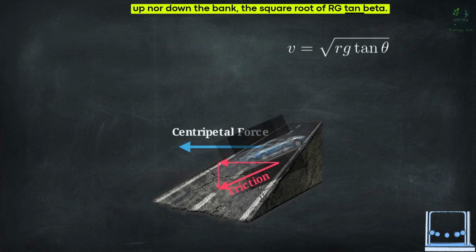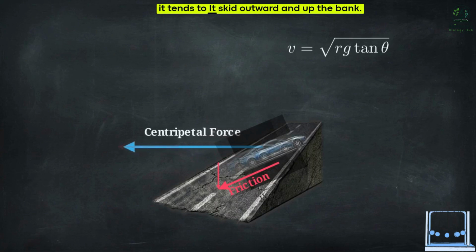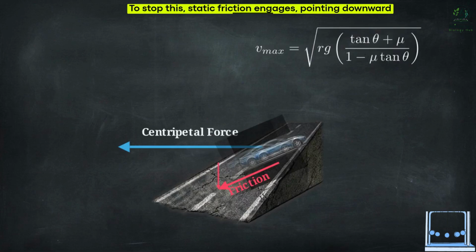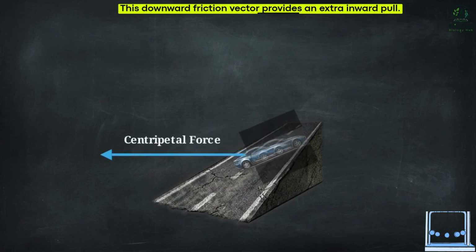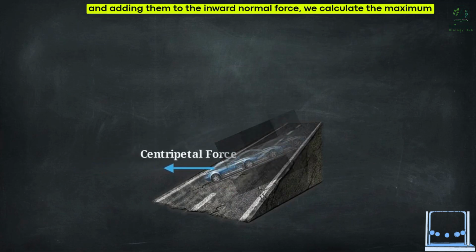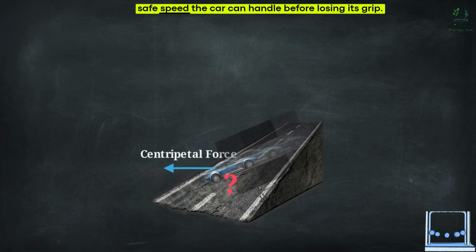of rg tan beta. If the car speeds up past that baseline, it tends to skid outward and up the bank. To stop this, static friction engages, pointing downward along the slope to pull the car back into the turn. This downward friction vector provides an extra inward pull. By resolving friction into its components and adding them to the inward normal force, we calculate the maximum safe speed the car can handle before losing its grip.